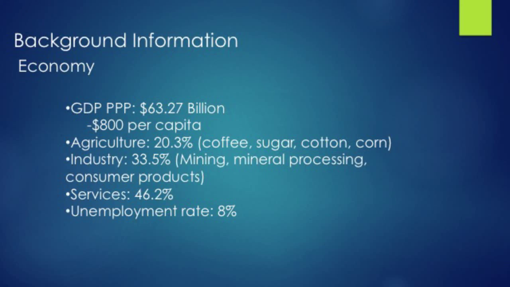Now for some information about the economy of DR Congo. The gross domestic product, when adjusted for purchasing power, was about $63.27 billion. This boiled down to about $800 per capita. The agriculture sector makes up about 20.3%. Some crops that DR Congo grows include coffee, sugar, cotton, and corn. The industry sector makes up about 33.5%, and services make up 46.2%. The unemployment rate of DR Congo is roughly 8% and has been hovering around that mark for the past couple decades.